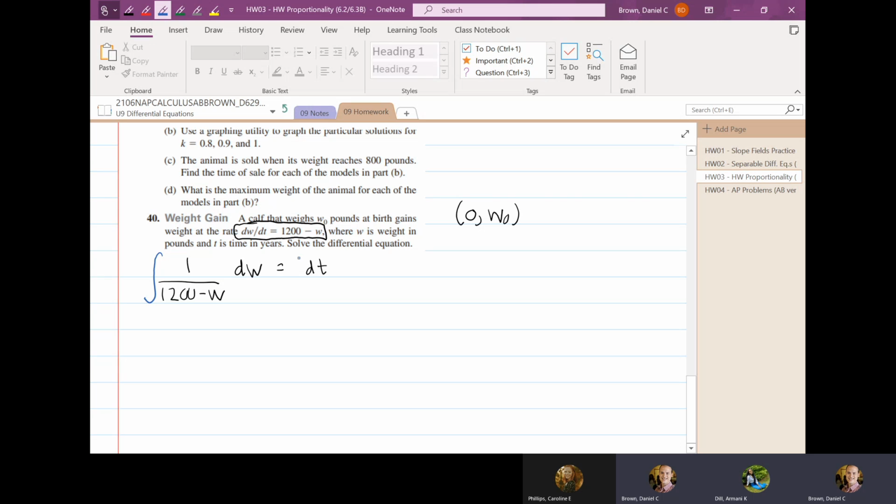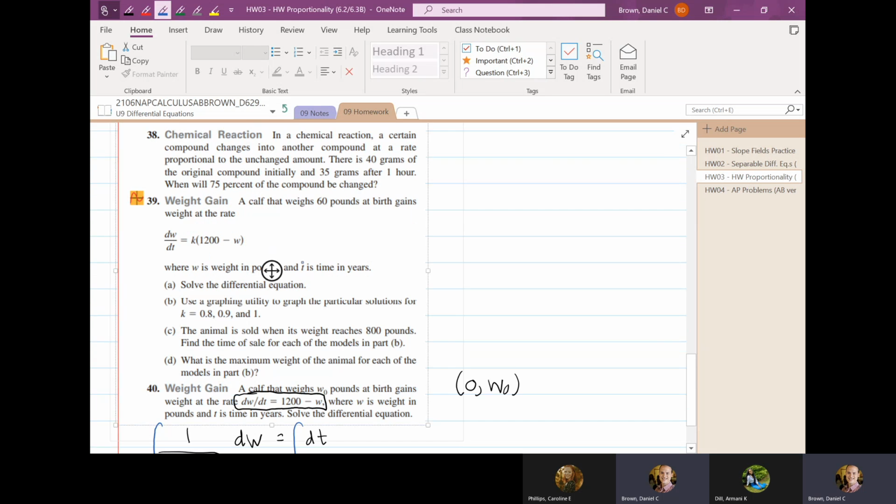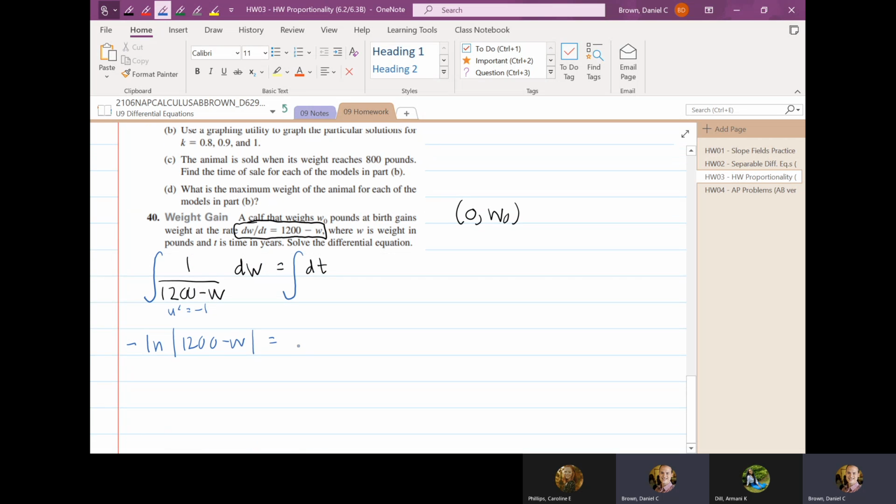When you go to integrate both sides, you do want to make sure you remember u sub, because that u would be the denominator and u prime would be negative 1. So when you integrate, it will be negative the natural log. But you do want to make sure that negative is there. And then that's just a 1, so you have t plus c.